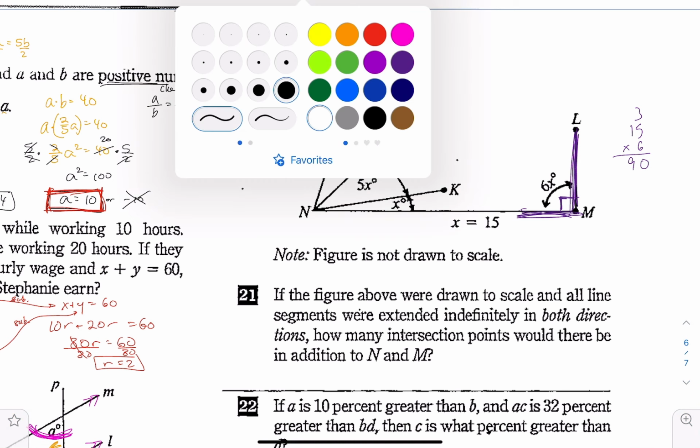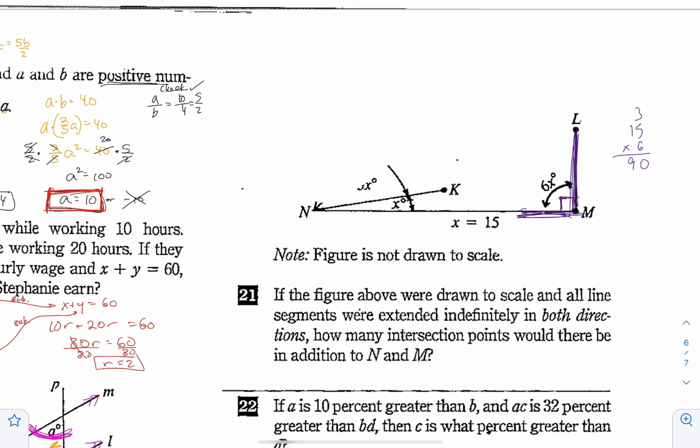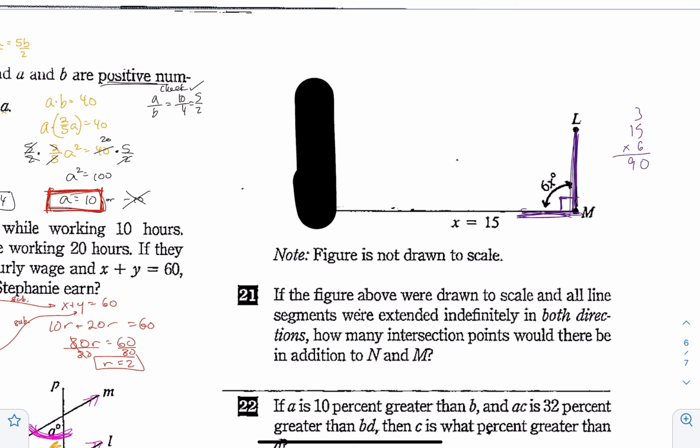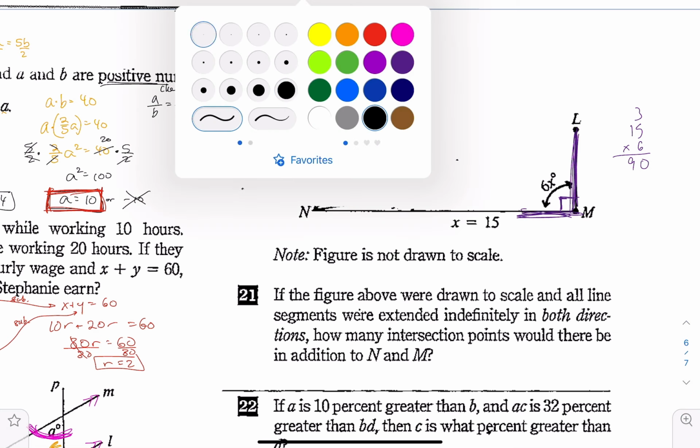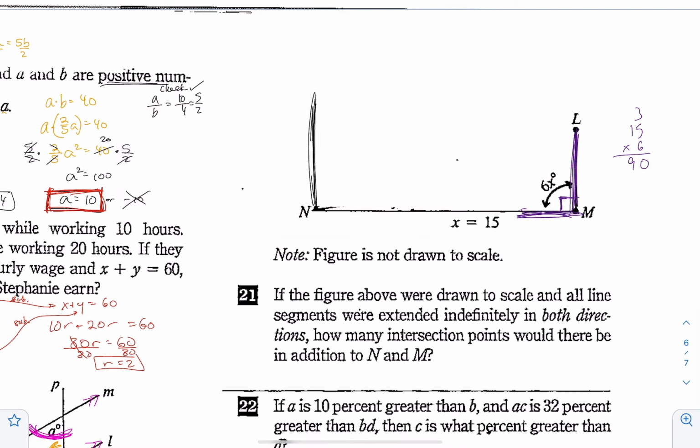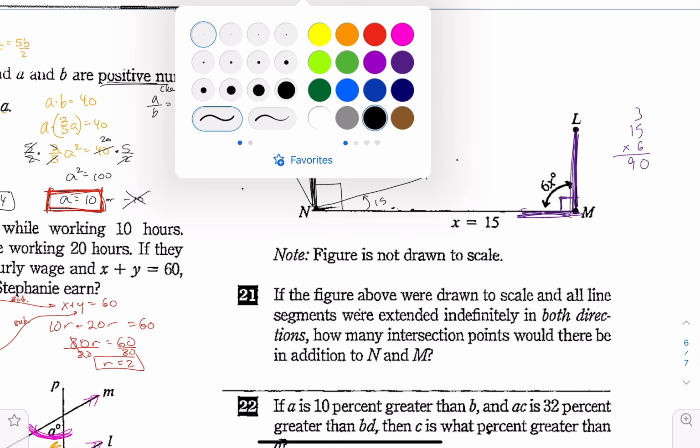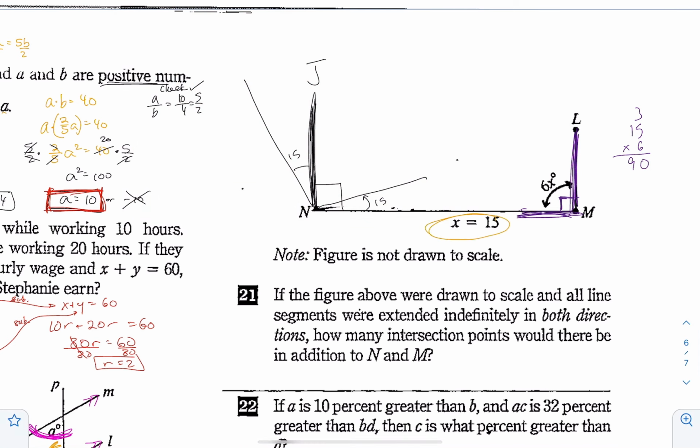Rather, J would actually look like this. And you have 15 degrees here. You have a line there for the other 15, and this would be the 90. So when you extend lines in both directions using x equals 15, you actually don't have 3 points of intersection.